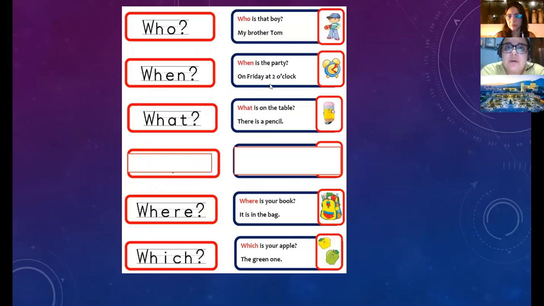Who is that boy? My brother Tom. When is the party? On Friday at 3 o'clock. What is on the table? There is a pencil. Where is your book? It is in the bag. Which is your apple? The green one.